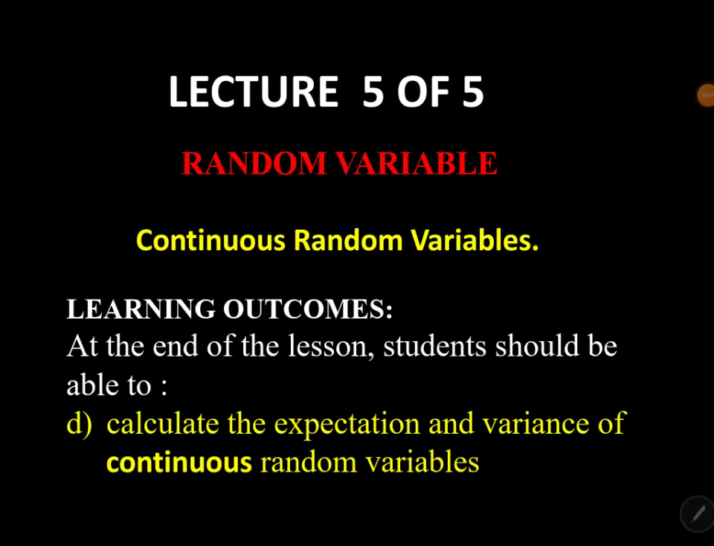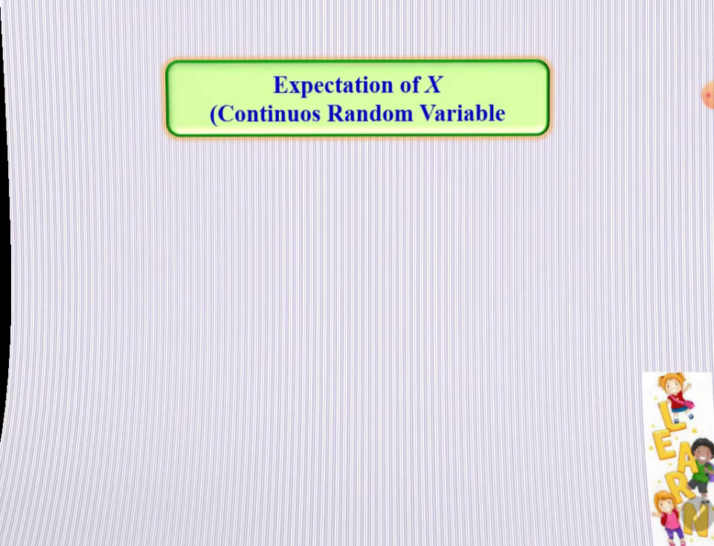Assalamualaikum and good morning. So today we are going to continue with lecture 5 of 5 for chapter 9, random variable, which is still in the third subtopic, which is continuous random variables. So the learning outcome for this lesson, at the end of the lesson, students should be able to calculate the expectation and variance of continuous random variable.